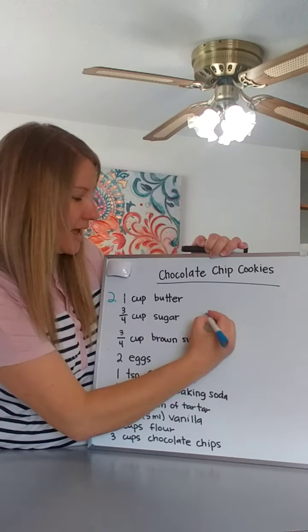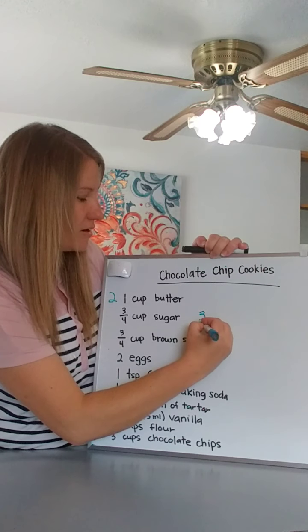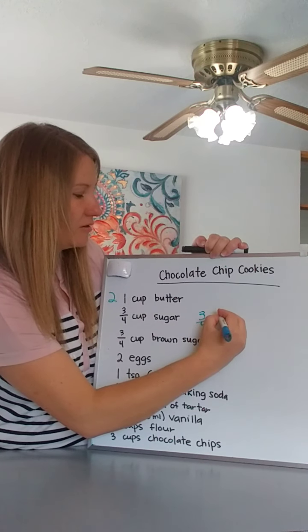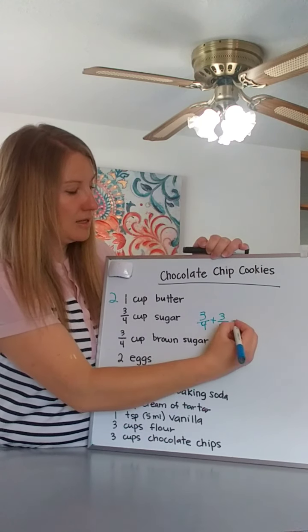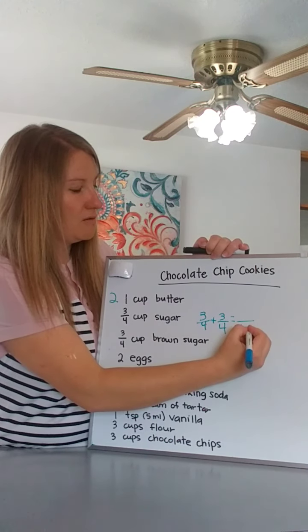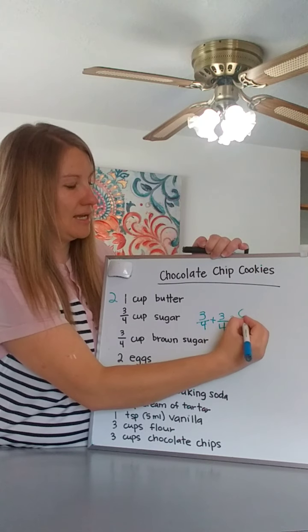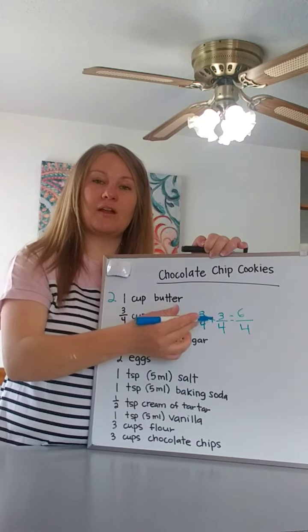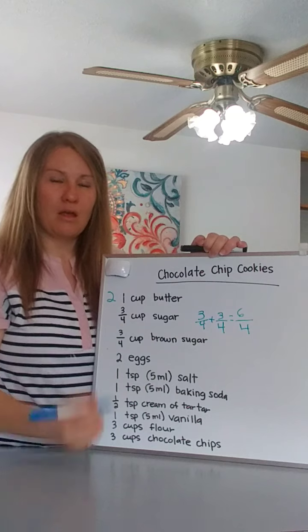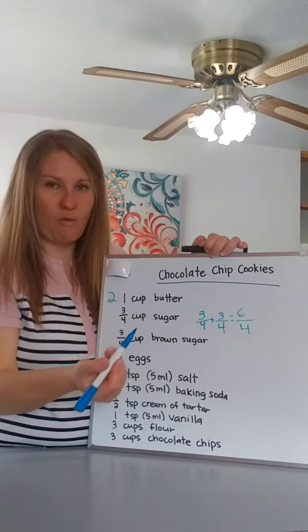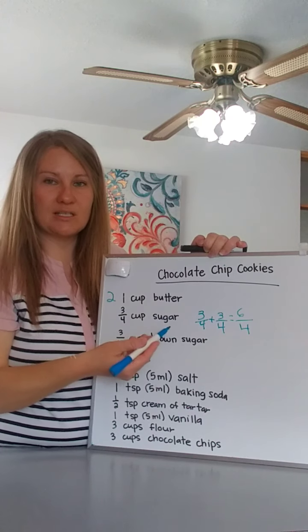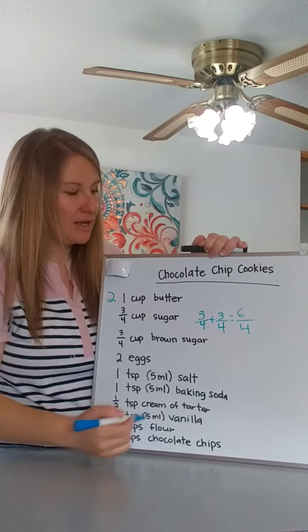Well, to double that, we would go 3/4 plus 3/4. Alright, well, our denominator stays the same, so we keep 4, and 3 plus 3 is 6. Okay, but my numerator is bigger than my denominator. I'm not really sure in cups how much 6/4 of a cup is, so we need to simplify and reduce this fraction.